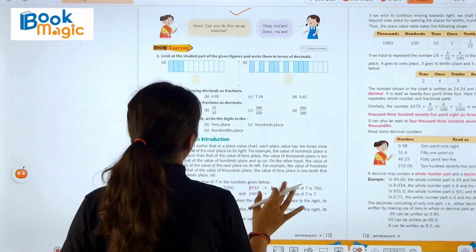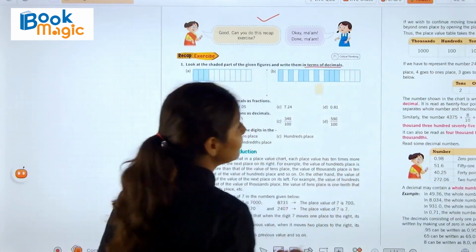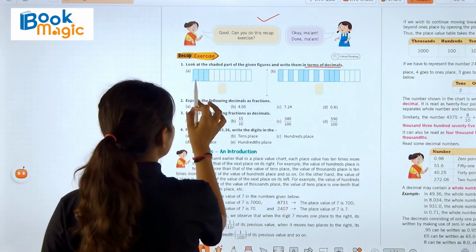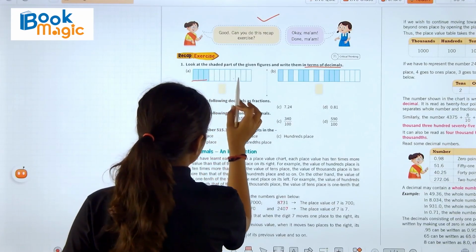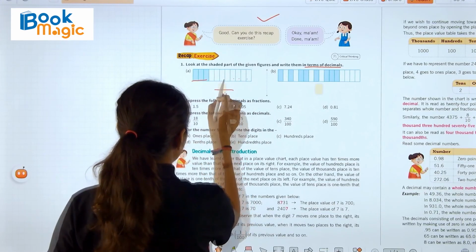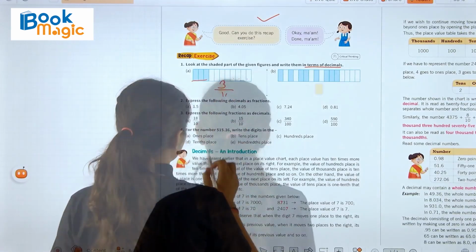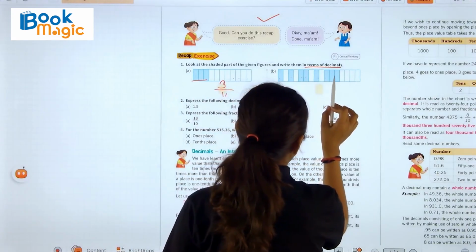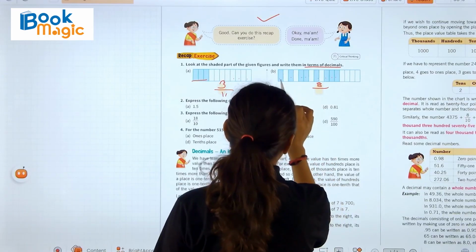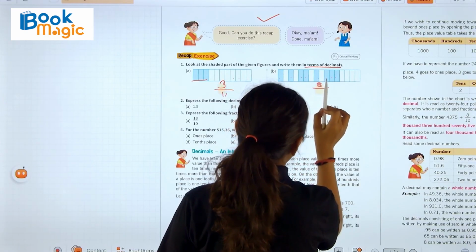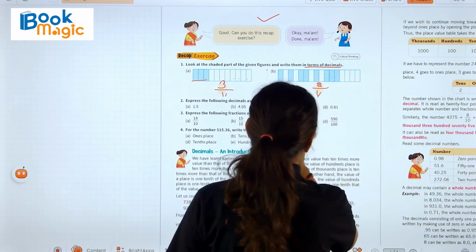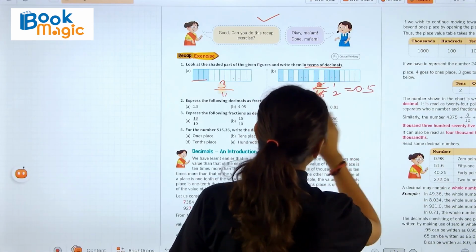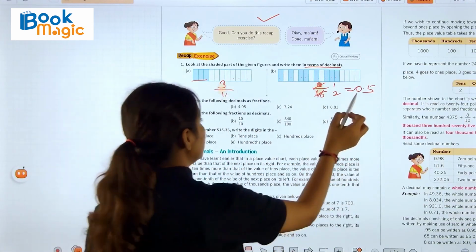Look at the shaded part of the given figures and write them in terms of decimals. To write them in decimals, we have to just divide them. There are 11 parts in total and numerator 3, so our fraction is 3/11. Similarly, in the next figure the total is 16 parts, so it will be 1/2, that is 0.5. This is how you will find out the decimal.